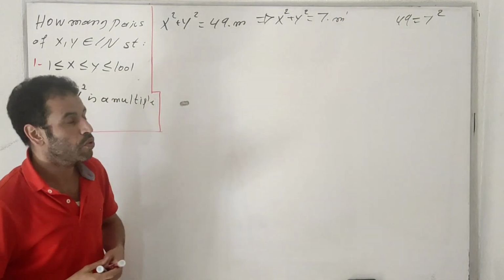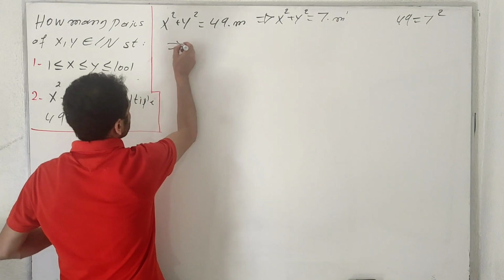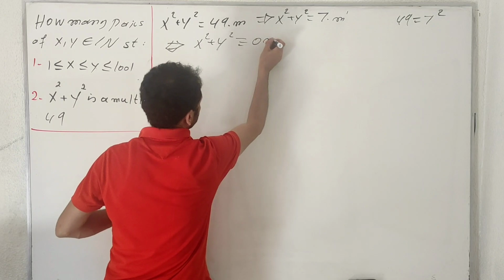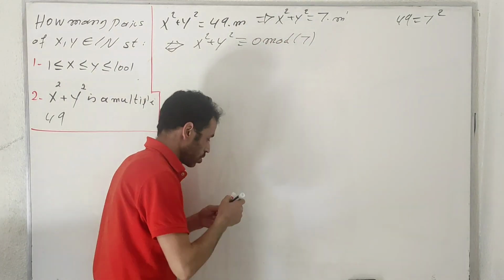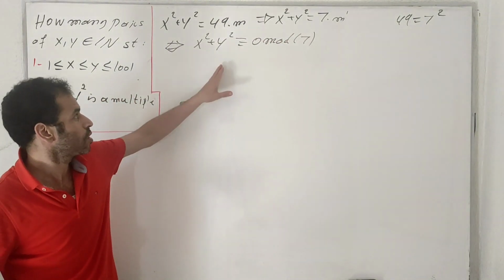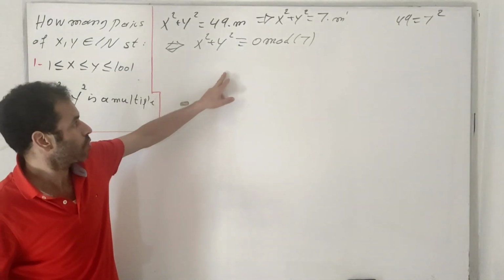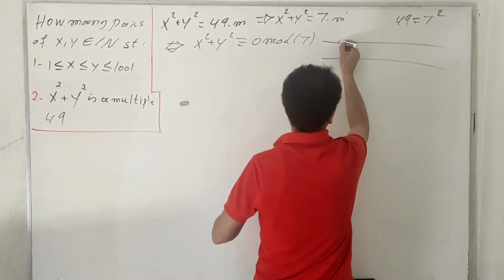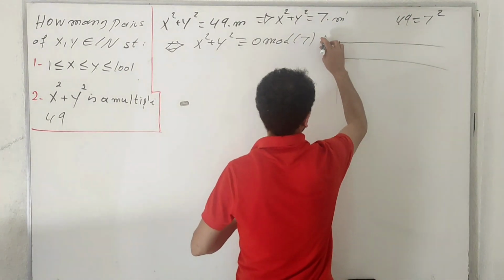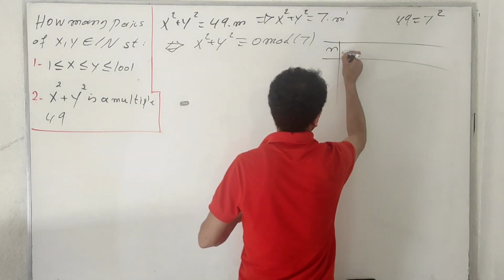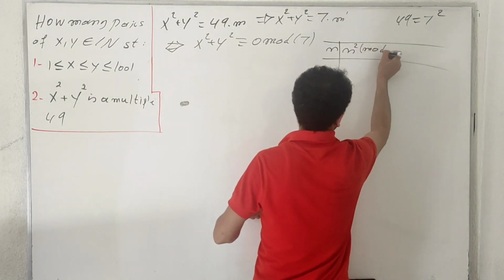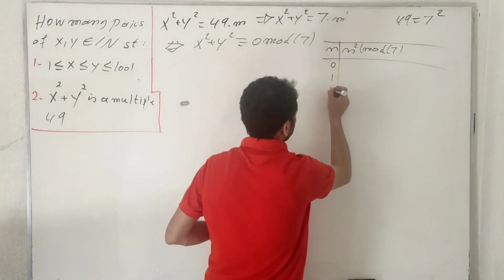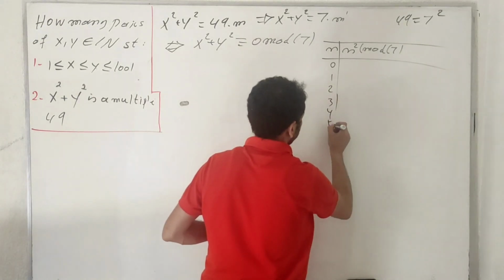By using the congruence definition, this is equivalent to x squared plus y squared being congruent to 0 mod 7. So I'm going to go through a quick chart to see where we have a perfect square mod 7. For example, we have n squared mod 7. I'm going to take certain values of n: let's check 0, 1, 2, 3, 4, 5, 6.